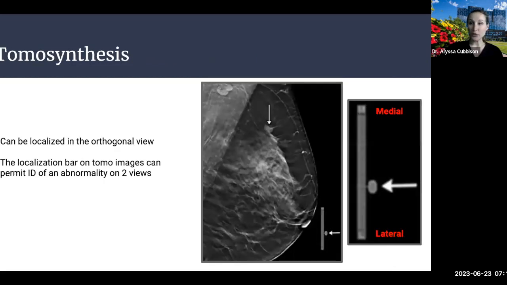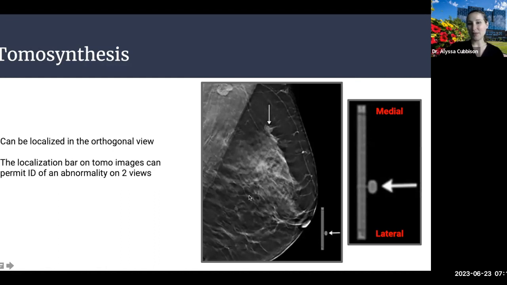I talked about localization. The diagnostic exam not only helps us better characterize an asymmetry, but it also helps us localize something. So the tomosynthesis can help us do that as well. If you see here, this is where the arrow is. This is called a scroll bar. So basically, it's not perfect, but it does help us localize a finding, and it gives us an estimate of where it is in the orthogonal view.